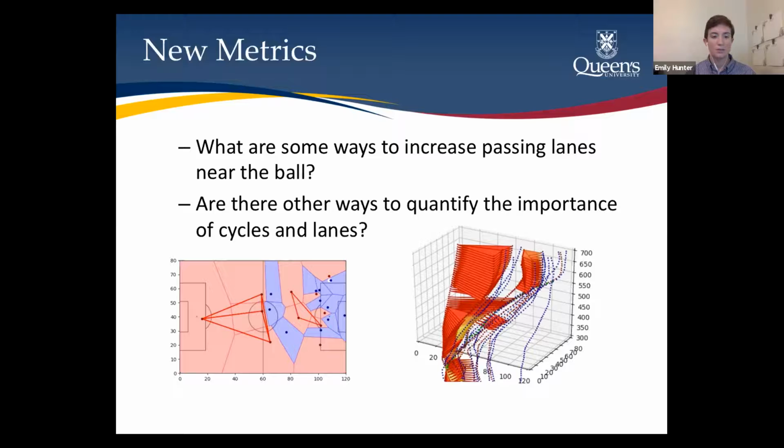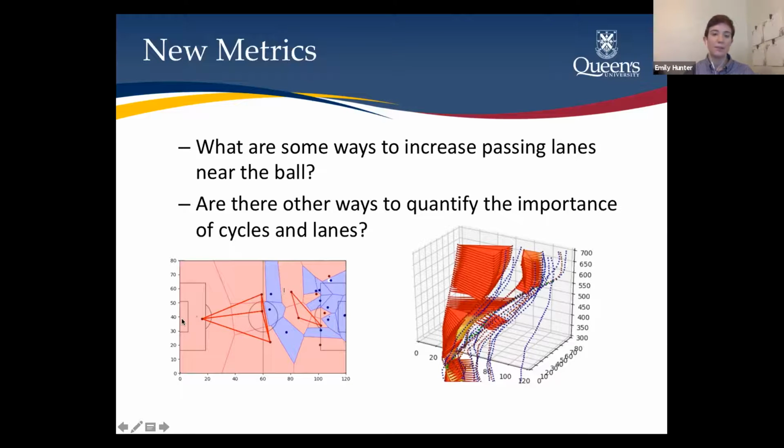We also want to know if there's ways to quantify the importance or the value of these cycles and lanes. So on the left-hand side, we see offensively, this cycle seems to be a lot more helpful. You know, they're pretty close to the net. They can maybe get a cross in there. But then if we look at the defensive side, we would rather have this cycle. So it kind of depends on what's happening in the game.